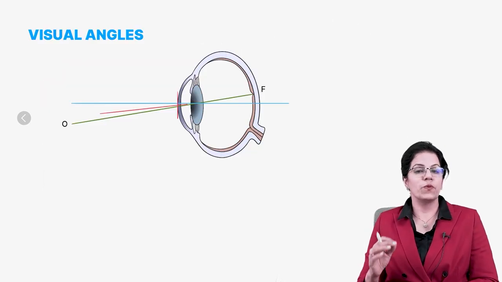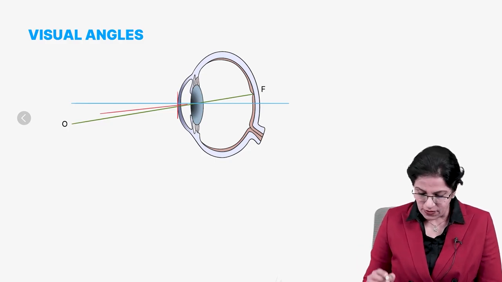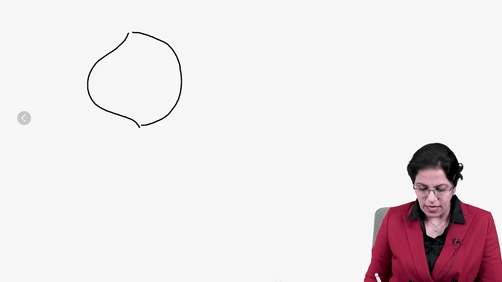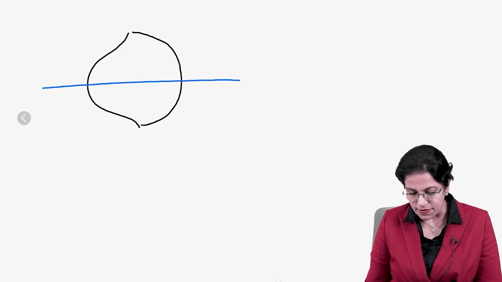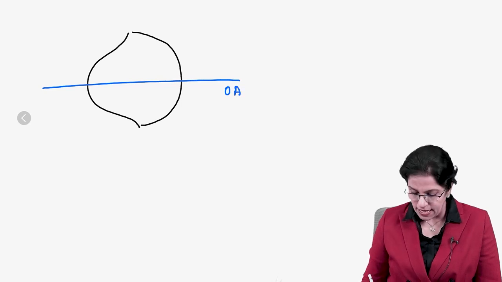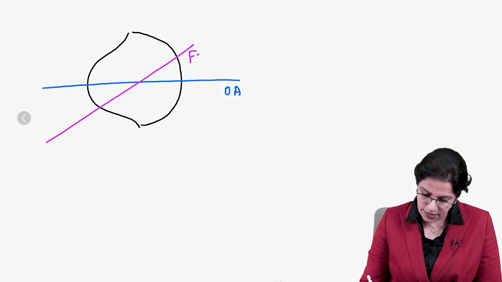Next we talk about is visual angles. What do you understand by visual angles? So let's learn like this. If this is the eyeball, an imaginary line which is dividing the eyeball into 2 halves, this is what? This is your optic axis. A line passing through the fovea, this is what? This is your visual axis.